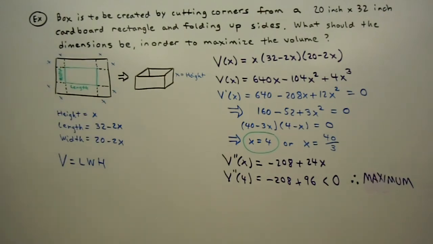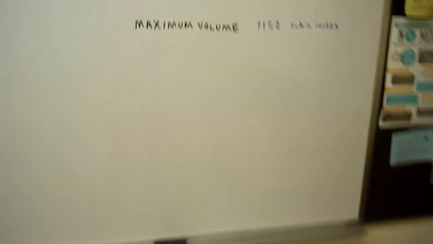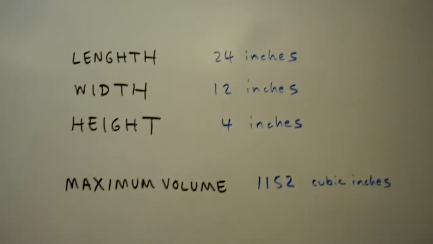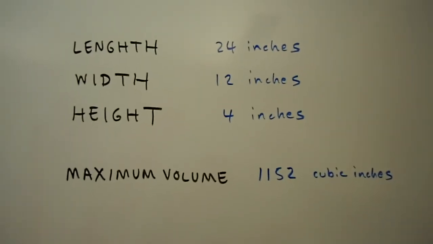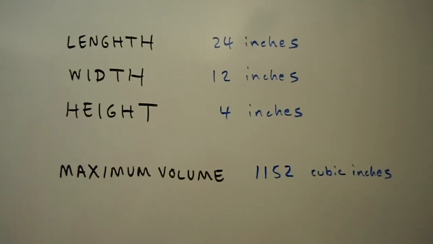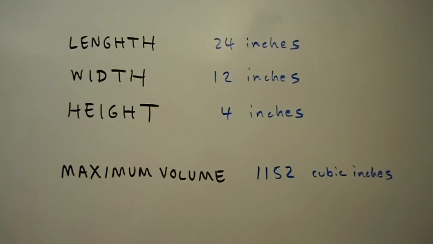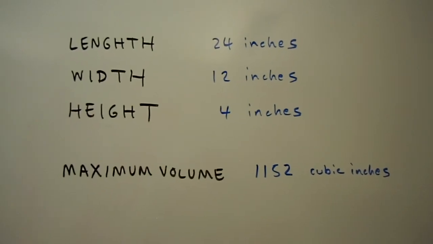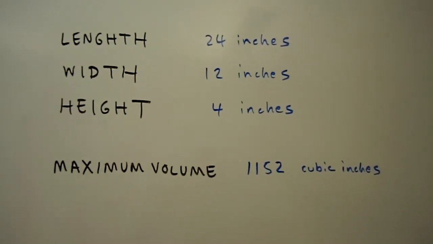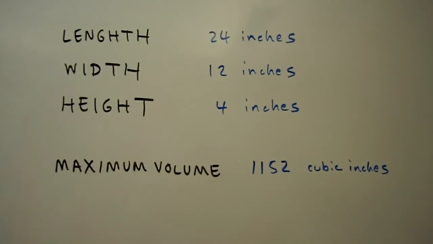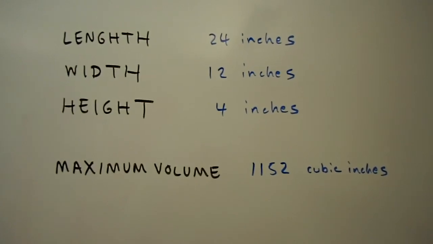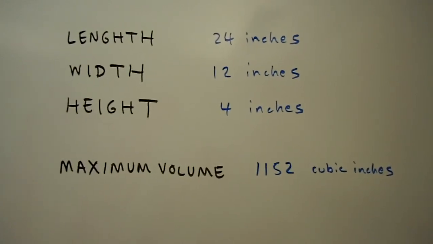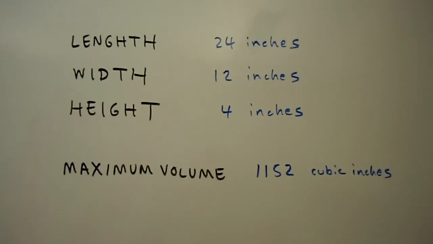So therefore, here's what we have for our final answer. The length of the box would be 24 inches, the width would be 12 inches, and the height is 4 inches. And then multiplying length times width times height, we have a maximum possible volume of 1,152 cubic inches. And remember to always label your final answer.